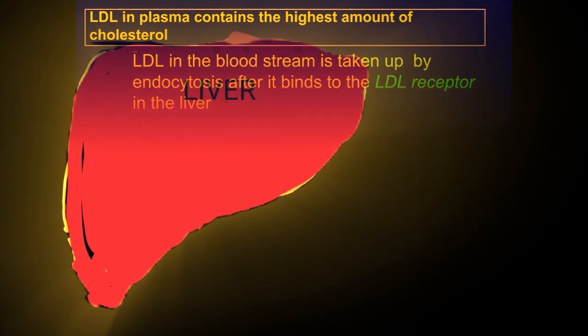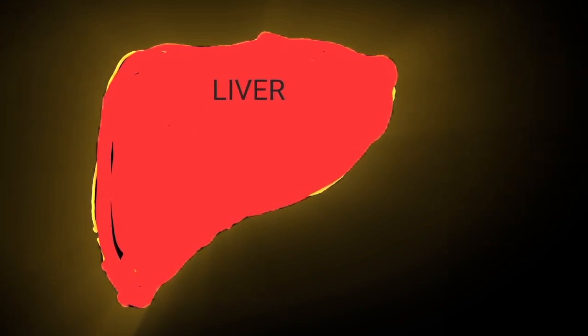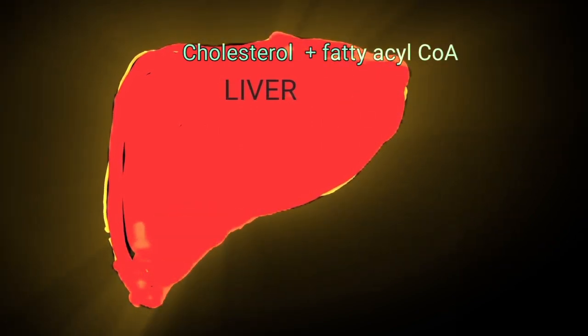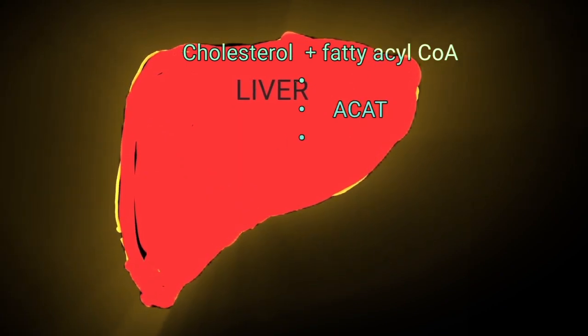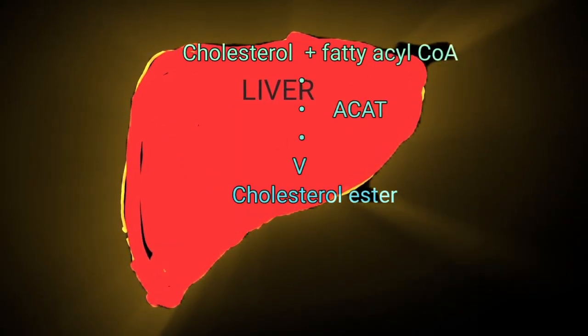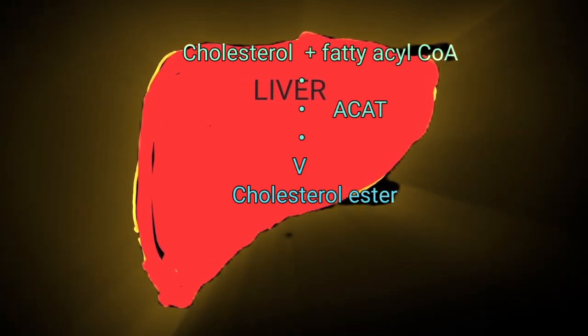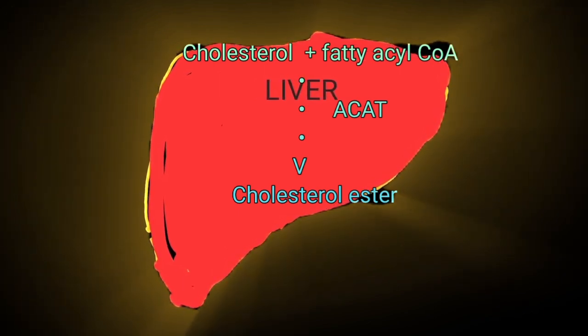The third important function of the liver in terms of cholesterol storage is that it has an enzyme abbreviated ACAT, acyl-CoA cholesterol acyl transferase, which is the enzyme responsible for converting free cholesterol into cholesterol esters. Cholesterol esters, once formed, can be packaged and stored in the liver.